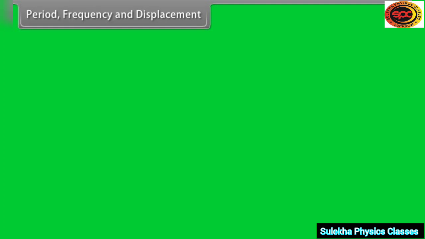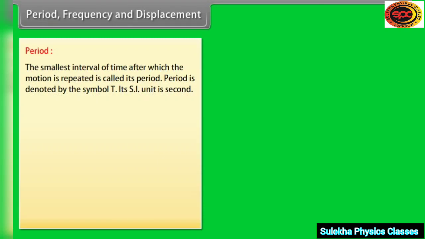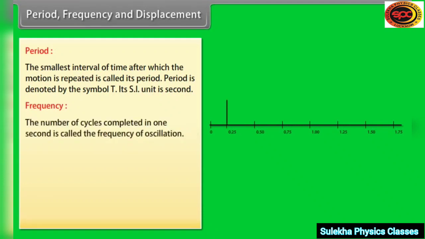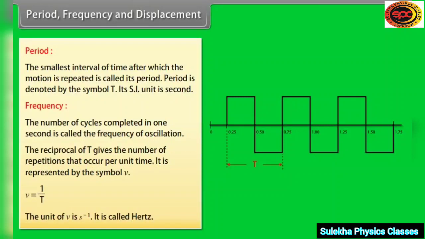Period, frequency and displacement. Period. The smallest interval of time after which the motion is repeated is called its period. Period is denoted by the symbol T. Its SI unit is second. Frequency. The number of cycles completed in 1 second is called the frequency of oscillation. The reciprocal of T gives the number of repetitions that occur per unit time. It is represented by the symbol ν. The relation between ν and T is ν = 1/T. The unit of ν is per second and is called Hertz.